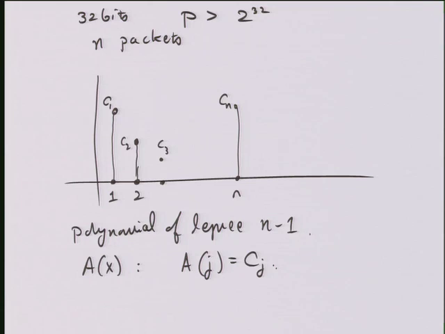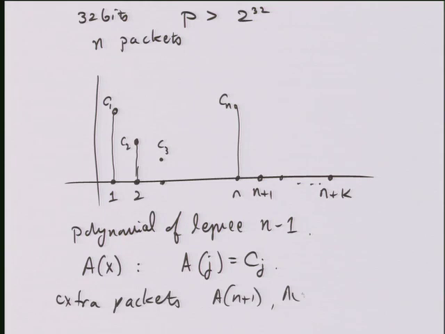How do we create new packets? Yeah, just evaluate the polynomial at further points. Right? So we want to create k more packets. So we evaluate at the point n plus 1, and so on up to n plus k. Okay? So these are the extra packets we create. So the extra packets are a of n plus 1, a of n plus 2, all the way through a of n plus k. Okay? And then once you've done this, you just send these n plus k packets off.